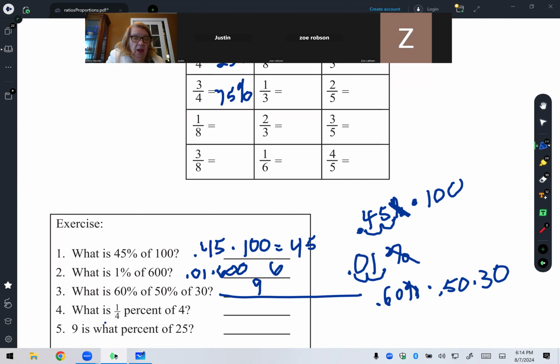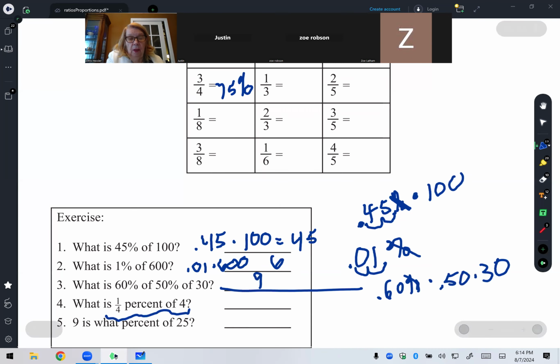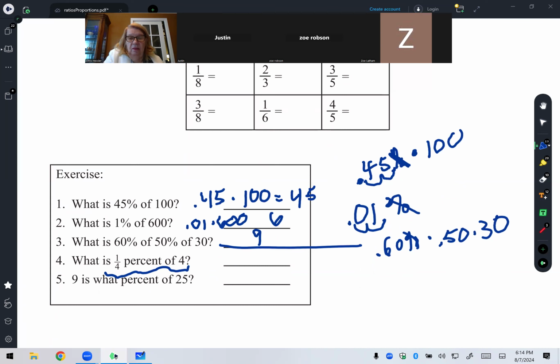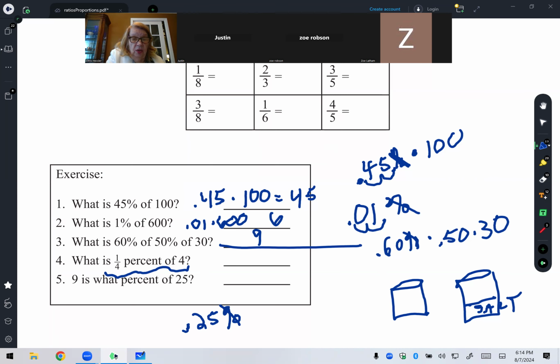Now this one's tricky. This would be an end zone problem. Because if we had a glass of water and 1/4 of it was salt, you would definitely taste it. But if it was 1/4 of a percent, you would probably not even notice. So we're going to do 0.25%, drop the percent, move it 2 over, 0.0025 times 4, and that will just give me 0.01.